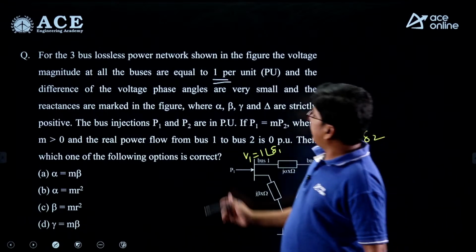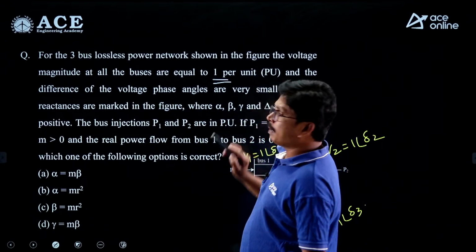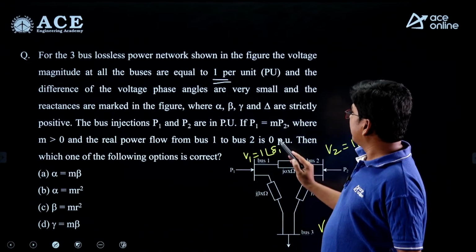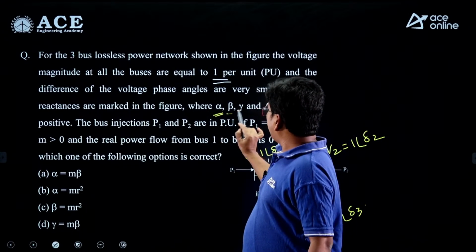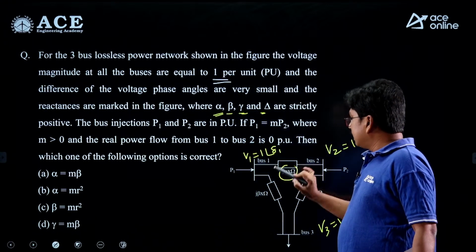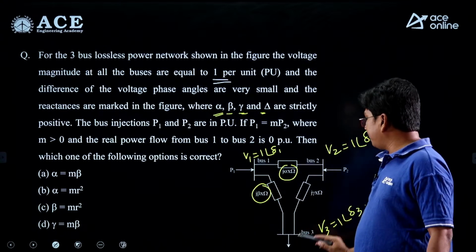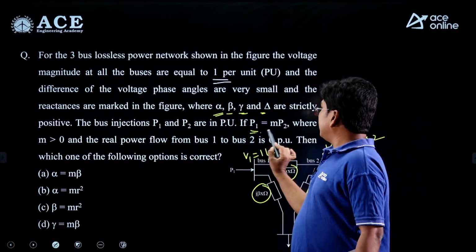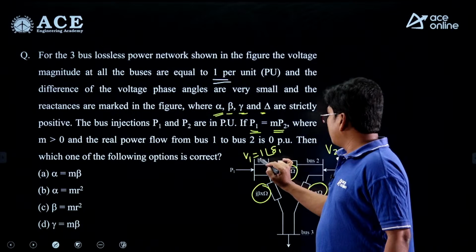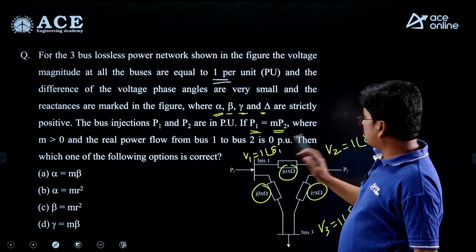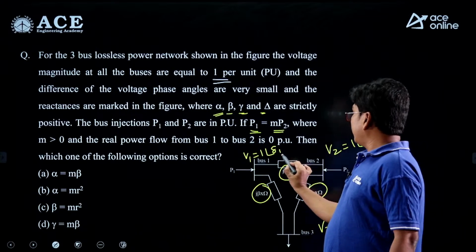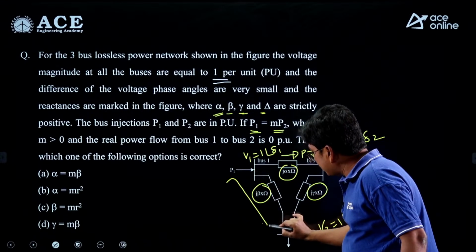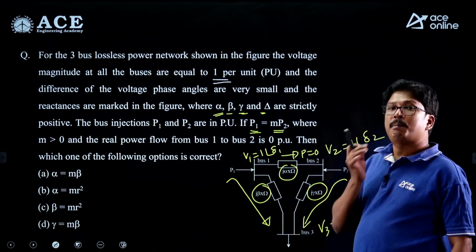They have given that the voltage phase angles are very small, so the differences delta 1 minus delta 2 or delta 2 minus delta 3 you can neglect. They have given alpha, beta, gamma, delta as values: j alpha x, j beta x and j gamma x are the reactances given. If P1 is equal to m times P2, and there is no power transfer between bus 1 and bus 2, so in this direction the power flow is 0. Therefore P1 will have a path like this, and P2 will have a path like this only.